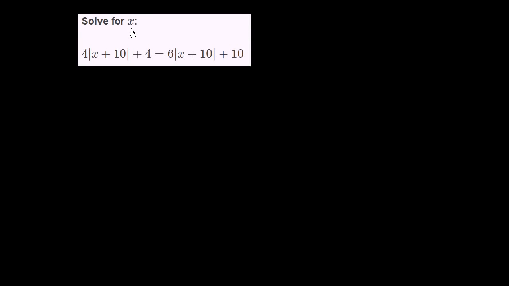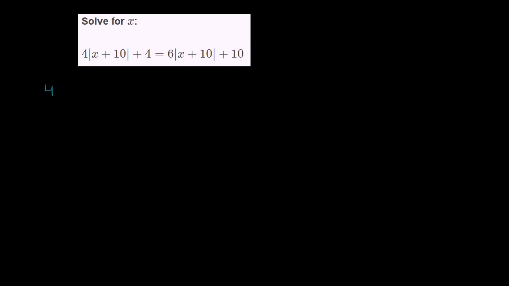So we're asked to solve for x, and we have this equation with absolute values in it. So it's 4 times the absolute value of x plus 10, plus 4, is equal to 6 times the absolute value of x plus 10, plus 10. And at first this looks really daunting, but the key is to just solve for this absolute value expression and then go from there. And let me just rewrite it so that the absolute value expression really jumps out.